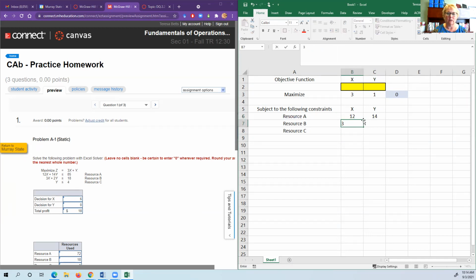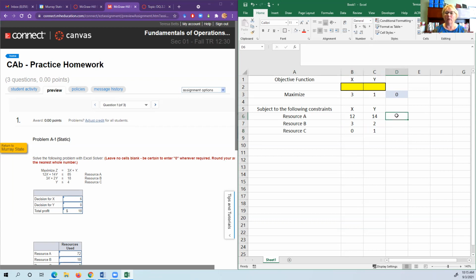It takes 3 units of resource B to produce an X, and it takes 2 units of resource B to produce a Y. It takes 0 units of resource C to produce an X, and 1 unit of resource C to produce a Y, okay?